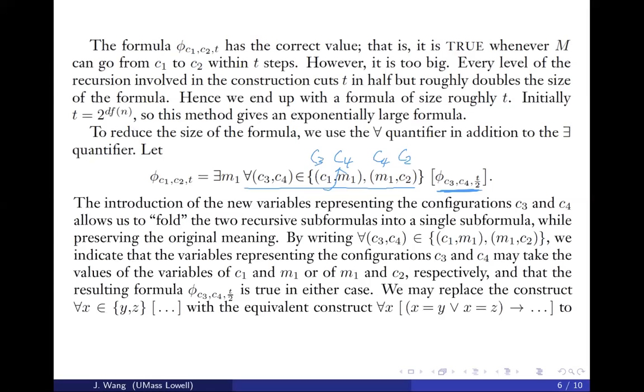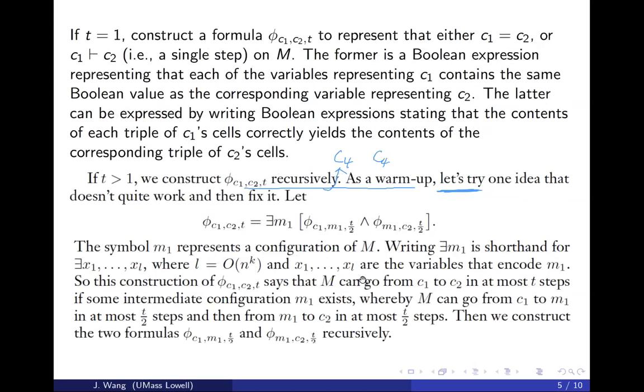Okay, so this is because it's already C1. That means for any, for all C3 and C4, you can go from C3 to C4 in half of the steps. So that represents the earlier 2 formulas here.